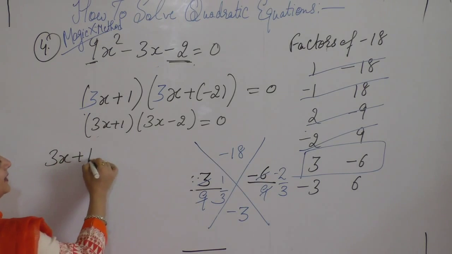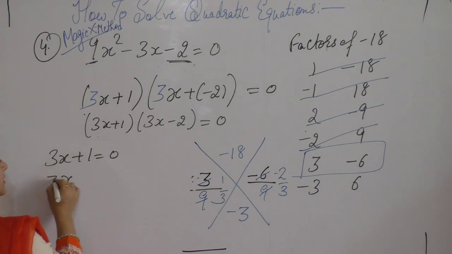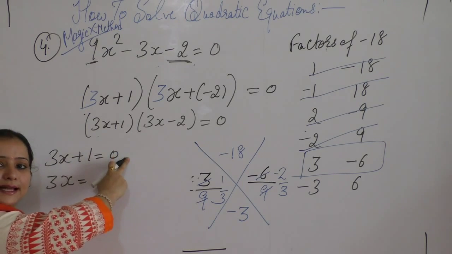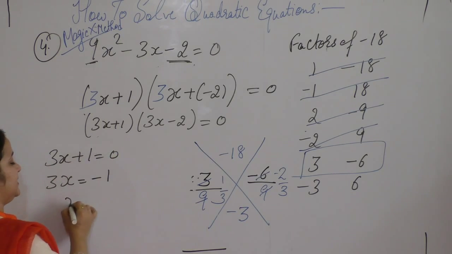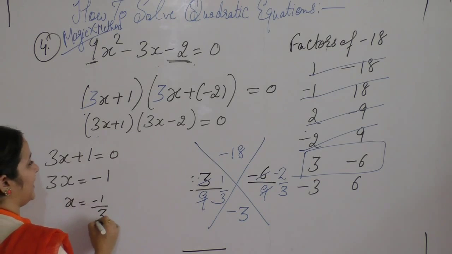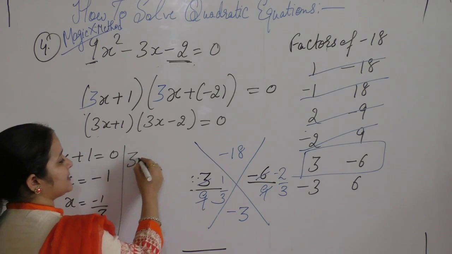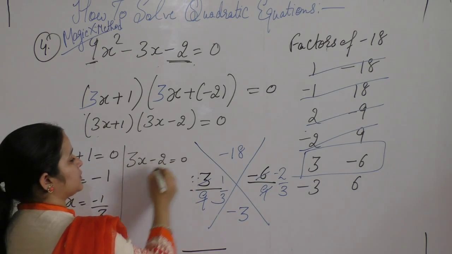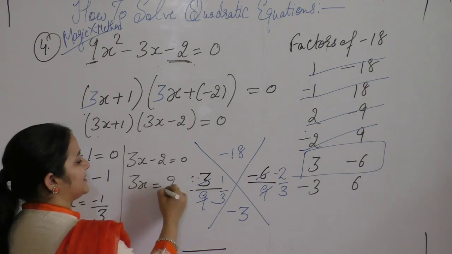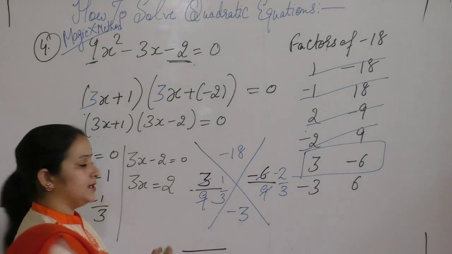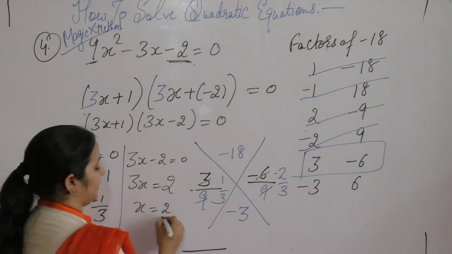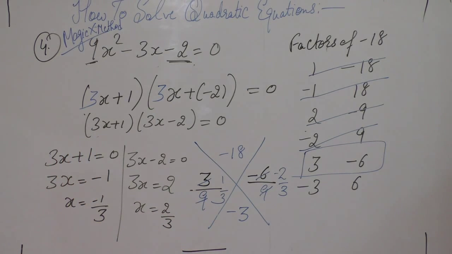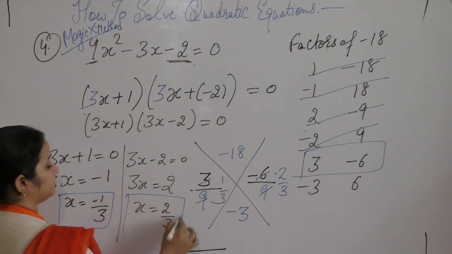3x + 1 = 0. When 1 goes on the right hand side, the sign will change, so x is -1 by 3. 3x - 2 = 0. 2 goes on the right hand side, the sign will change, so x is 2 by 3. So what we get here is the value of x as -1 by 3 and 2 by 3.